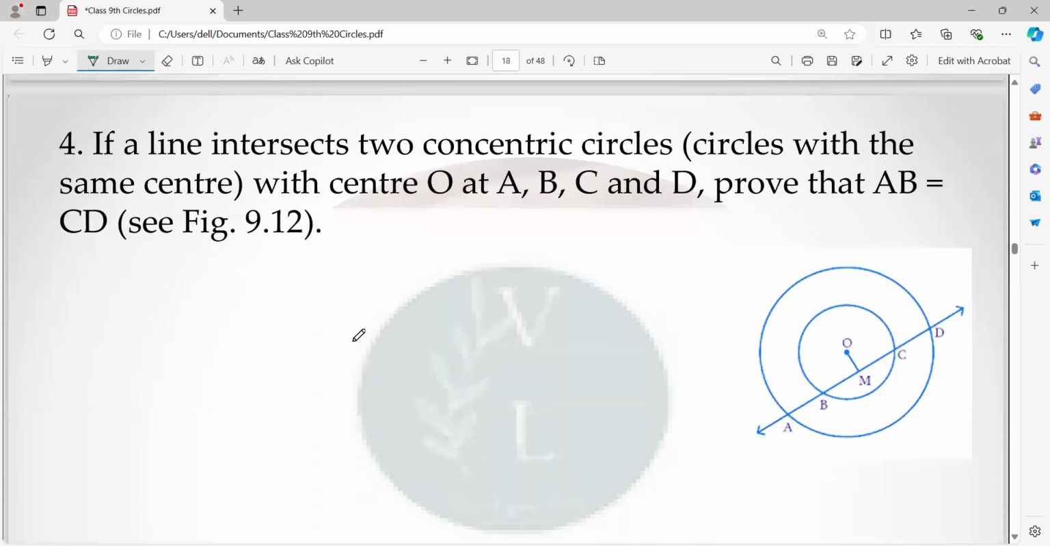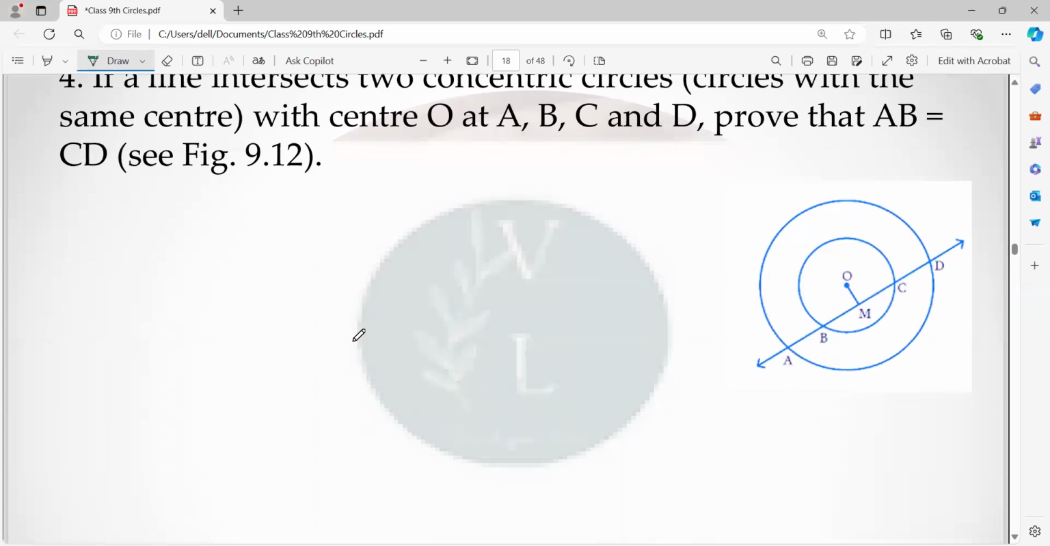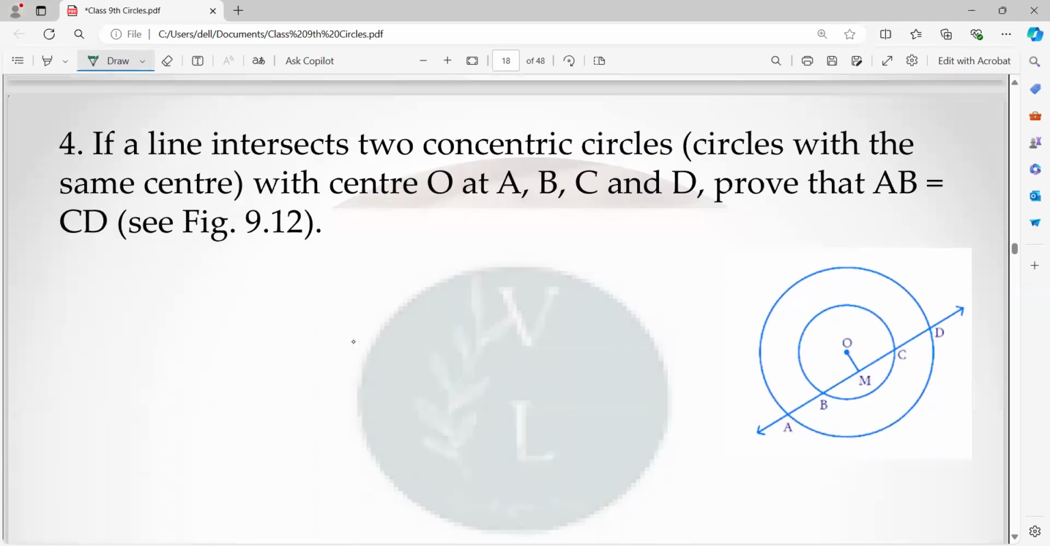Wonderful. So the next question number 4 we have is, if a line intersects two concentric circles, that is circles with the same center O, at A, B, C and D, prove that AB is equal to CD. A very simple question. So we'll solve it in just 2 steps. So herein we have the line joining the center to the chord, and we know that this is a perpendicular, right? And the perpendicular drawn from the center to the chord bisects the chord, right? So herein we have BC, the chord of the smaller circle, and AD, the chord of the bigger circle.